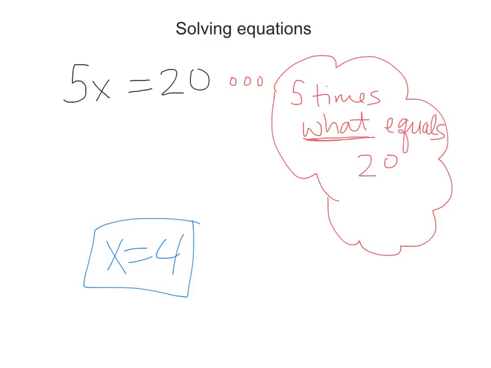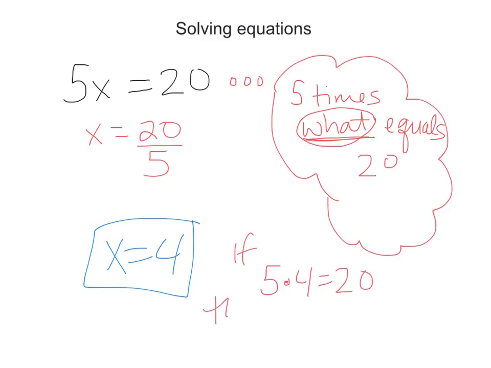But really what I need to think about is, if 5 times what equals 20, what that means is that this unknown is whatever 20 divided by 5 is. Right? So if you remember your facts, if 5 times 4 equals 20, if that's true, then 20 divided by 5 is equal to 4. So the way we uncover what this variable is, we look at this number and say, if it's multiplication, let's do the opposite, right? Because those are related.